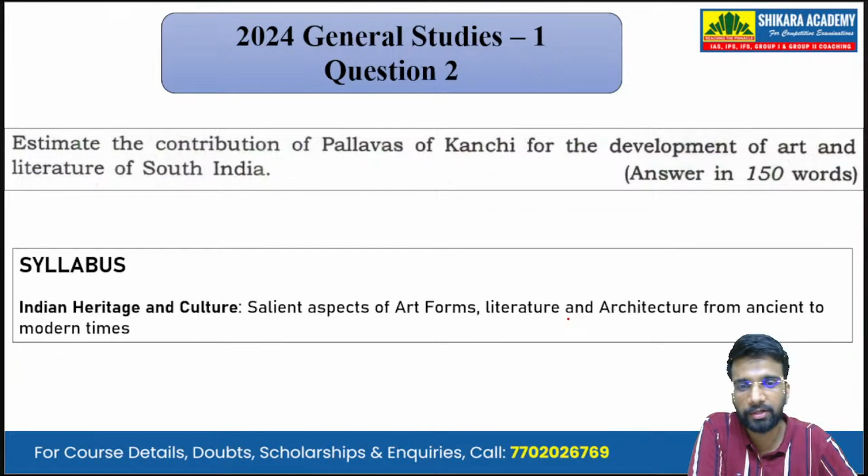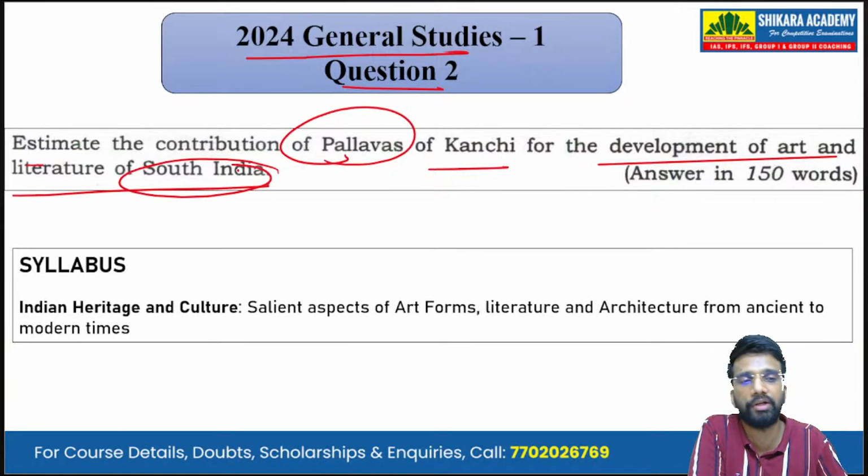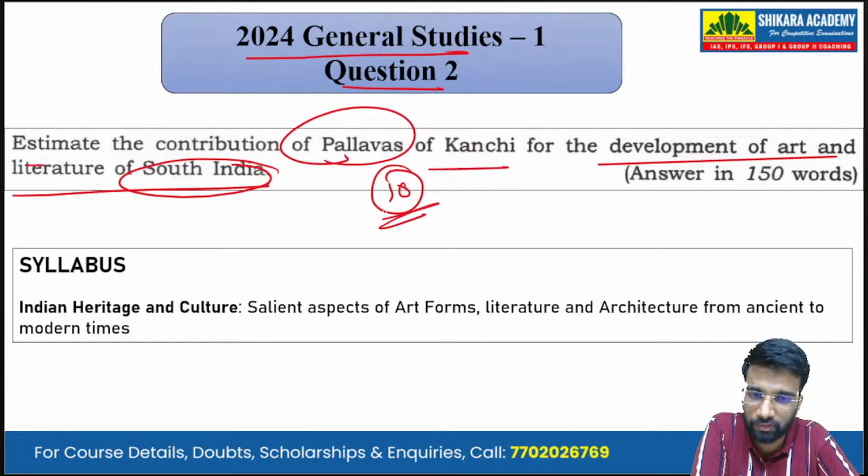Moving on to the next question. This was 2024 GS paper 1, question number 2. Estimate the contribution of Pallavas of Kanchi for the development of art and literature in South India. It is also a 10-mark question that has to be answered in 150 words.